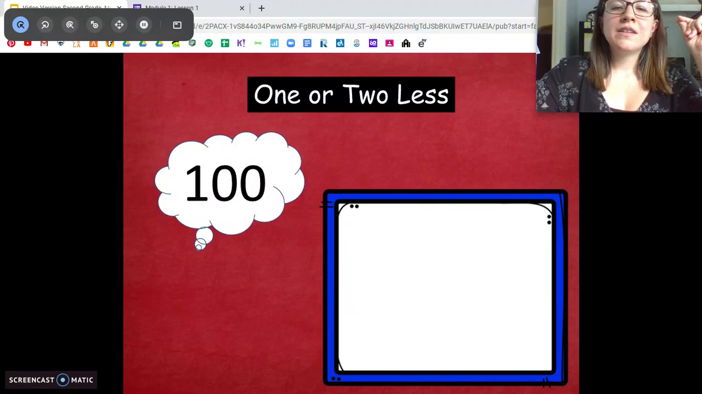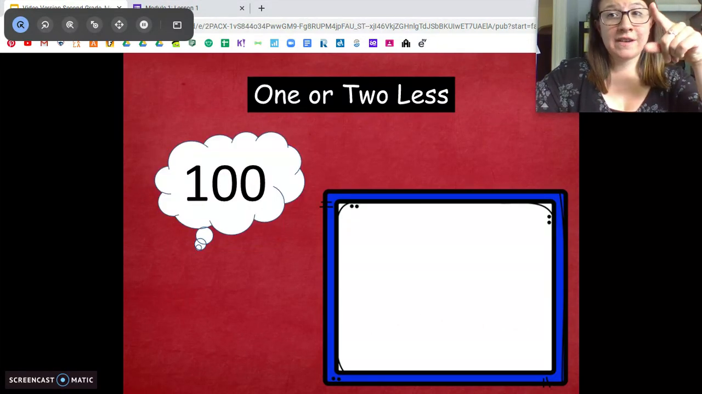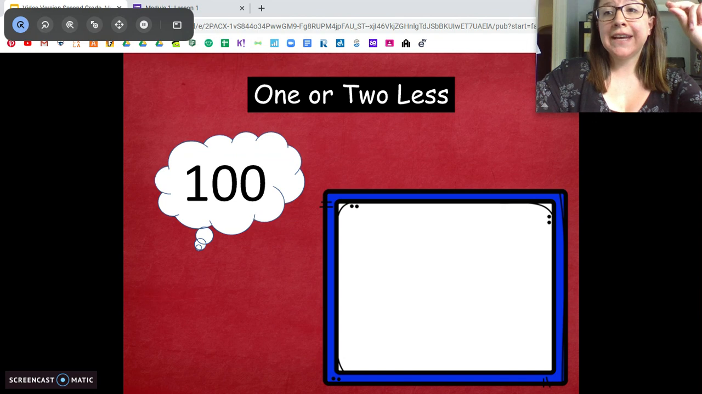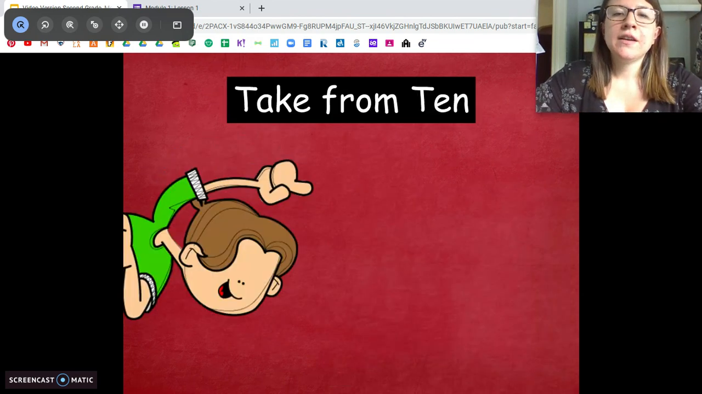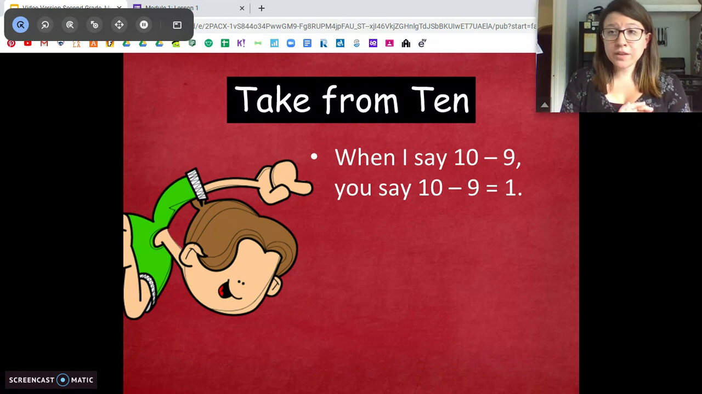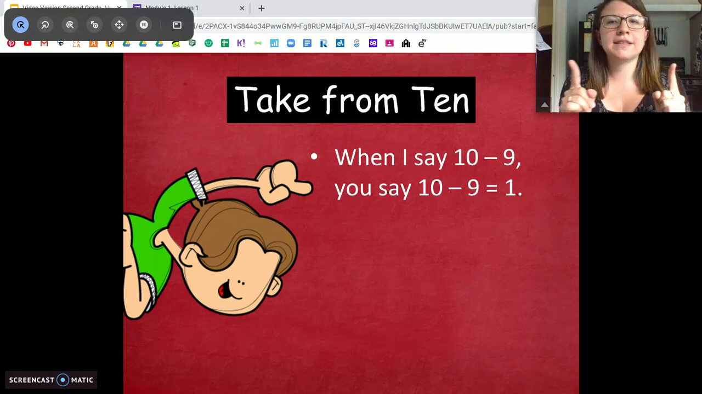Good. 100. Don't get tricked. 2 less than 100 is 98. 100 minus 2 is 98. Very good. Okay. For this one, this is going to be important for our lesson today.